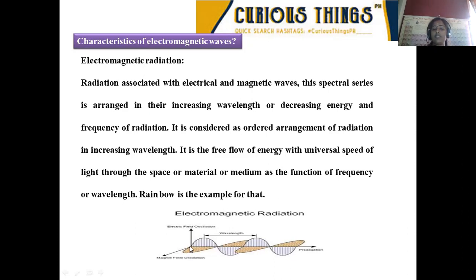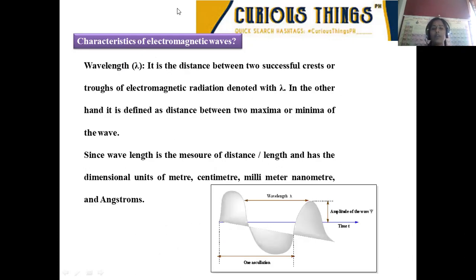Electromagnetic radiation originates from the source, oscillating and propagating in a certain direction with electrical and magnetic vectors which are perpendicular to each other, and the radiation when propagating is associated with increasing wavelength, otherwise decreasing energy, otherwise decreasing frequency. These are the important properties of electromagnetic radiation. The terms which are associated with electromagnetic radiation are wavelength.